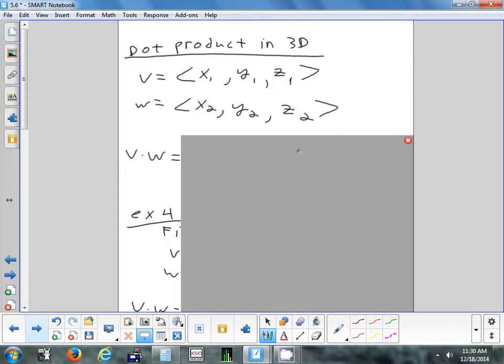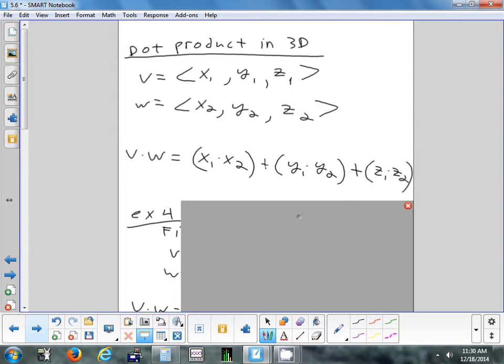All right, so in 2D, this is what we did yesterday. You multiplied your x's, plus you multiplied your y's. What's the extra step we're going to have to do today? Multiply the z's, yep. So product of the x's plus product of the y's plus product of the z's.